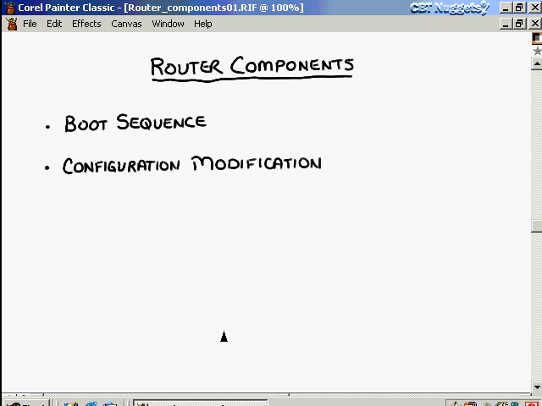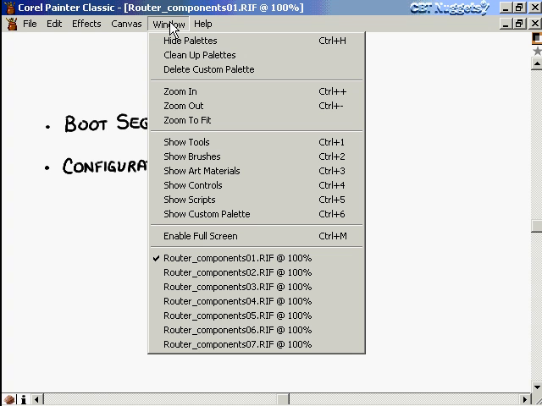First, we'll take a detailed look at the boot sequence, and we're going to follow that with a high-level look at the process of configuration modification. The first router component that we're going to run into when we talk about the boot sequence is called ROM. Now this stands for Read-Only Memory.